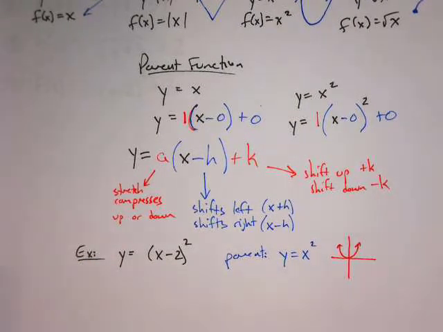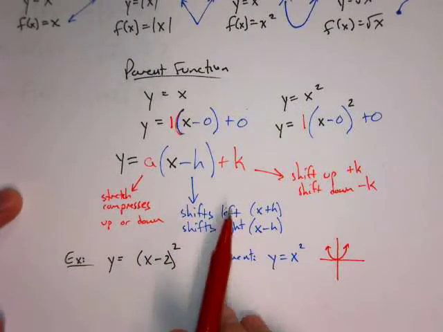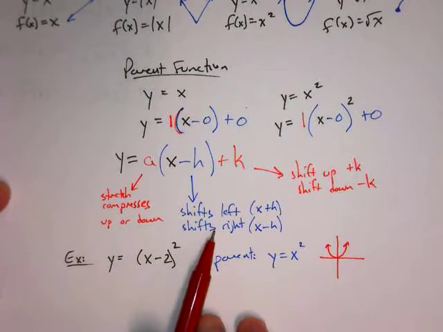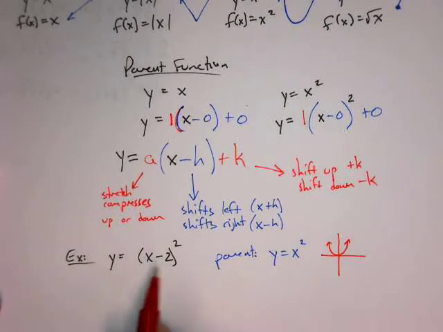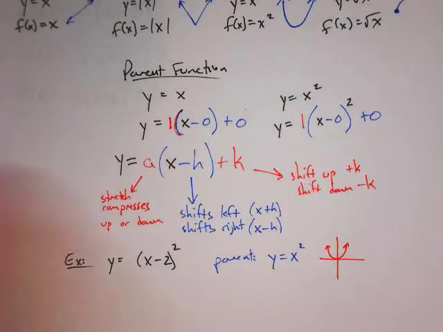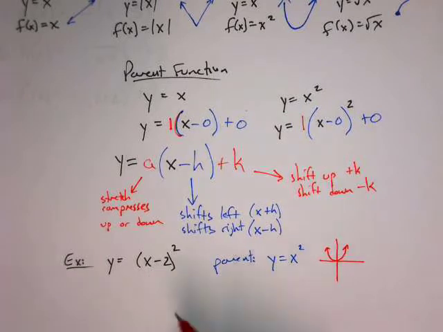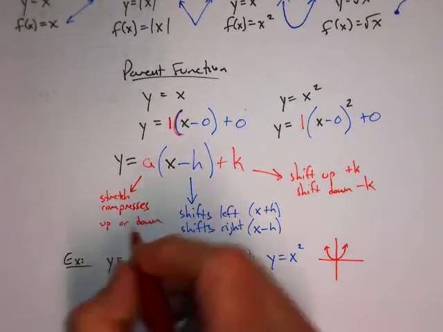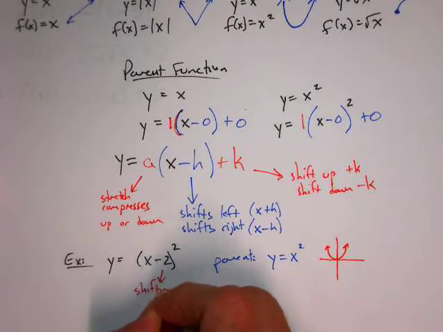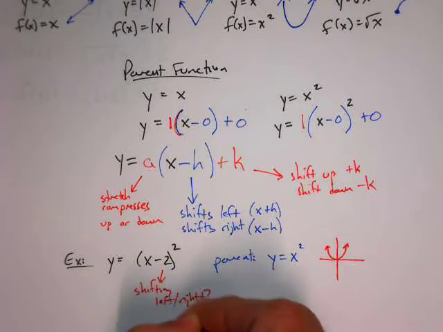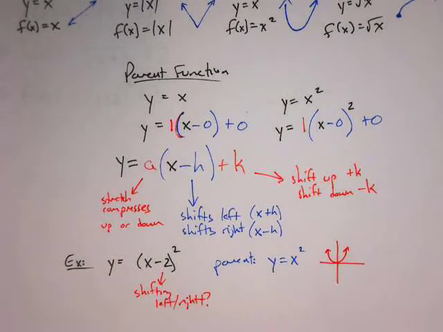Now my argument for x minus h is that if you read x minus 2, it's going to shift to the right 2. That's my argument. You say if there's going to be a horizontal shift, which way will it go? And you might think that x minus 2 is going to shift to the left, right? Well, let's take a look. So we know it's going to be shifting left or right. Is it going to shift left or right? We don't know.